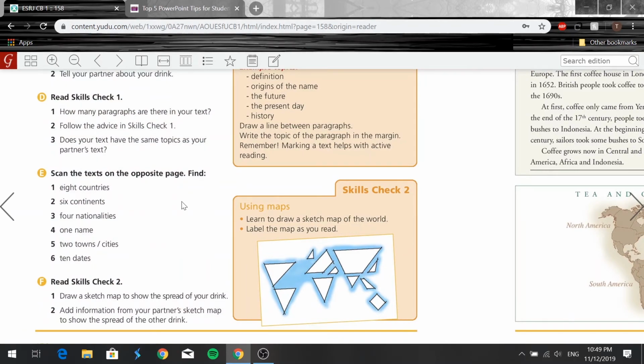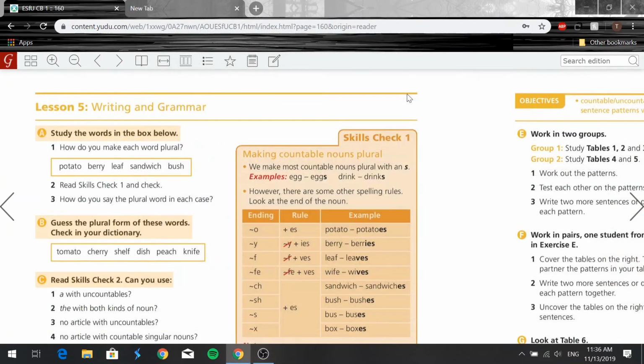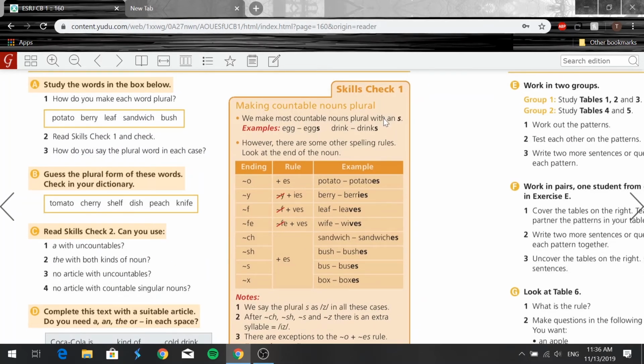Now let's move on to writing and grammar. Alright, you guys, so now let's move on to Lesson 5, Writing and Grammar. So before we go to Exercise A, let's actually read Skills Check 1. So we have making countable nouns plural, okay? So now we're talking specifically about countable nouns, okay? Nouns that use many, okay? So we make most countable nouns plural with an S, right? So egg, you turn it into plural by adding S. Drink, you add an S and it becomes plural.